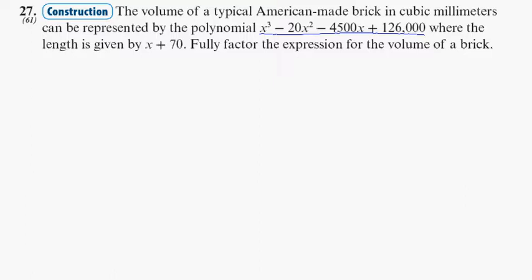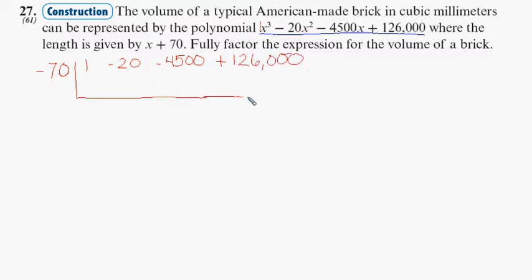which means that I'm going to start out with a negative 70 here and a 1 from this coefficient right here, a negative 20, negative 4,500, plus 126,000. So I bring down my 1, multiply 1 times negative 70.